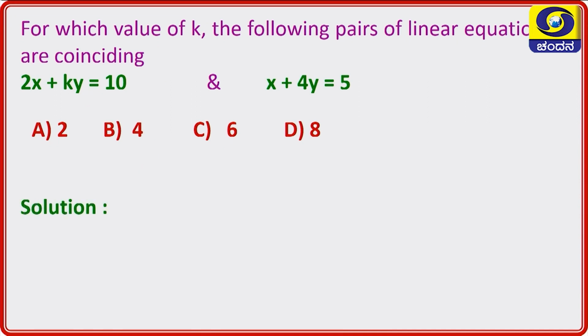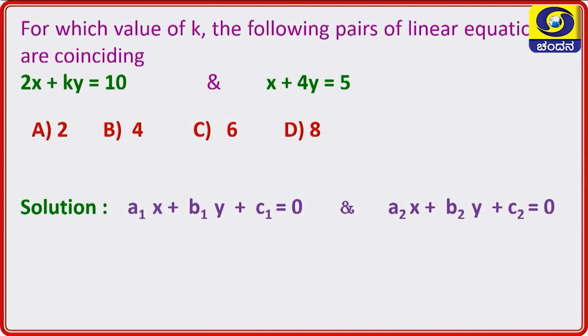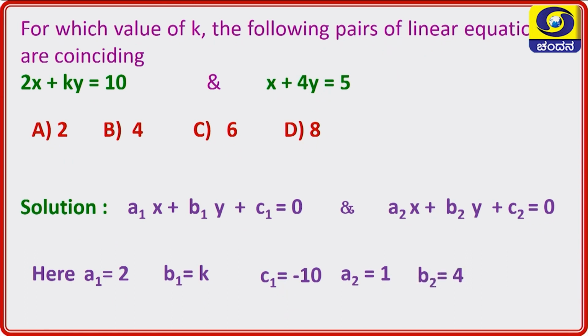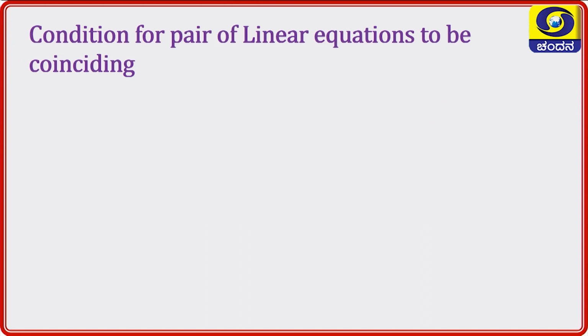Let us see here. Let us substitute the values of a1, a2, b1, b2, c1, c2. Here a1 is equal to 2, b1 is equal to k and c1 is equal to minus 10, which we already discussed in the previous problem. And the value of a2 is 1, the value of b2 is 4 and the value of c2 is again minus 5 only. Let us consider what is the condition.